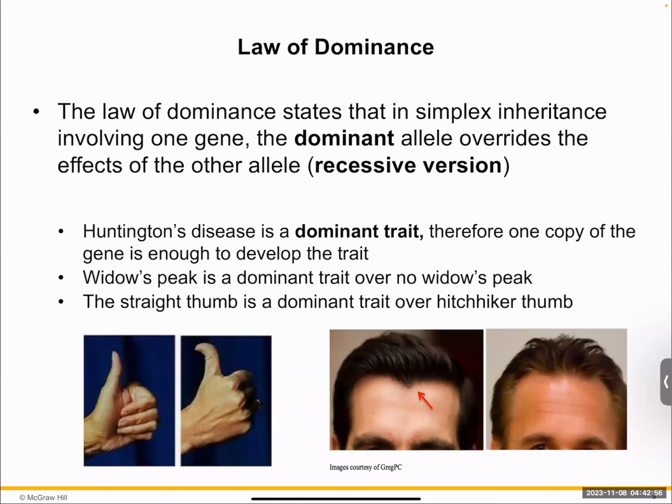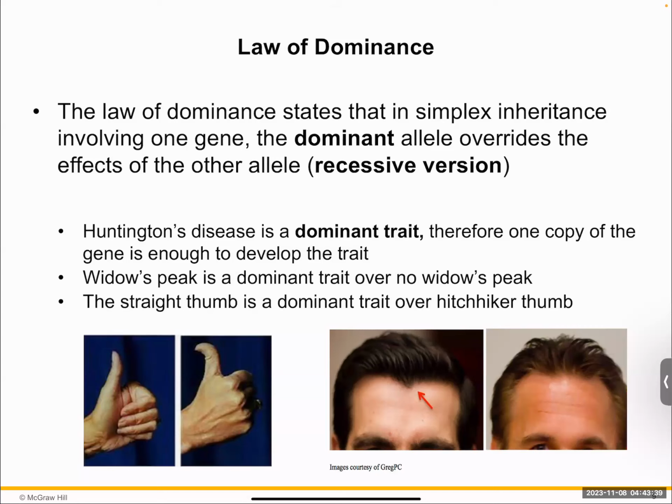So law of dominance, again, we're kind of going back to that concept of one version of the allele will overshadow the effect of another allele. And again, this is very simple inheritance where only one gene is involved in creation of a specific trait. So the law of dominance states that in a simple inheritance, again, one gene being affected, the dominant allele is always going to override or overshadow the other allele, which we always identify as the recessive version.